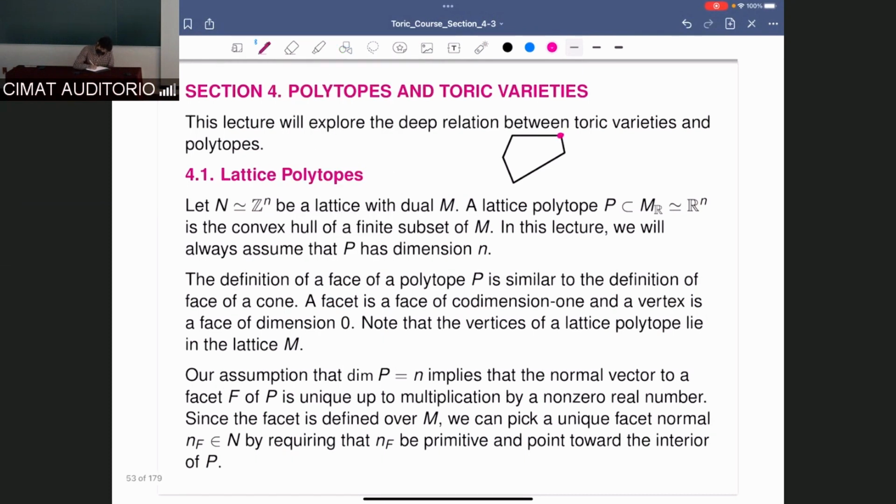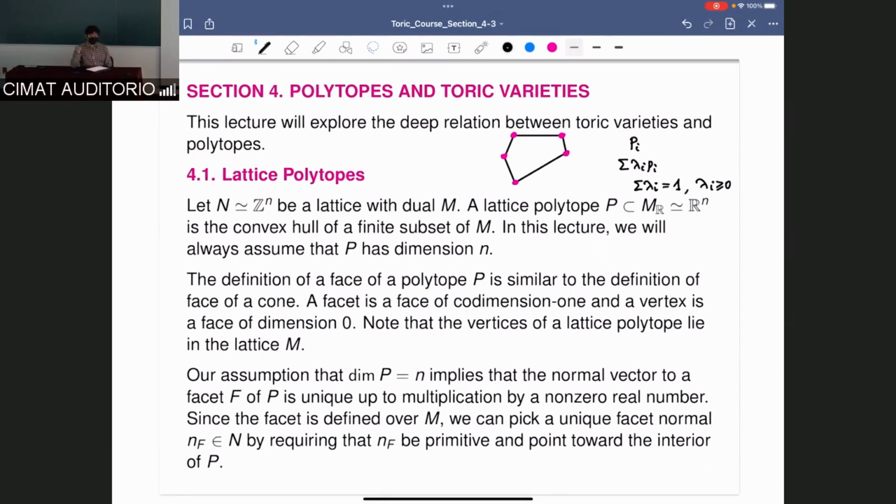So let me draw something like this. You are given finitely many points in R^n, and then you take the combinations. If your points are the p_i's, we take the combinations sum of lambda_i p_i, where your lambda_i's are all greater or equal than 0, and the sum of the lambda_i's is 1. So we take those combinations, and we get the convex hull of those points.